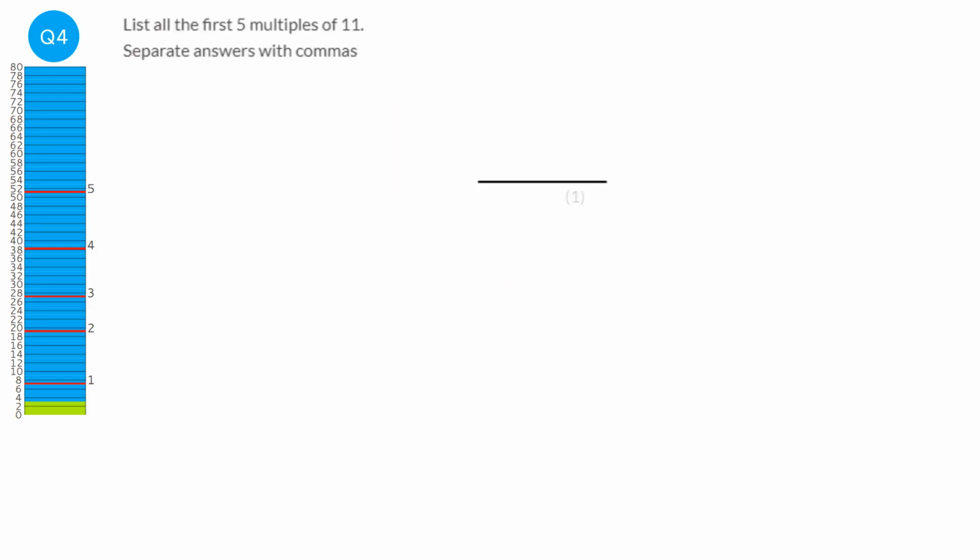Multiples are just a number's times table. So to write the multiples of 11, we're just going to do 1 times 11, 2 times 11, 3 times 11, 4 times 11, and 5 times 11. Now we're not going to do any more because it says it just wants the first 5. So just going to write those down in a list with commas separating them.